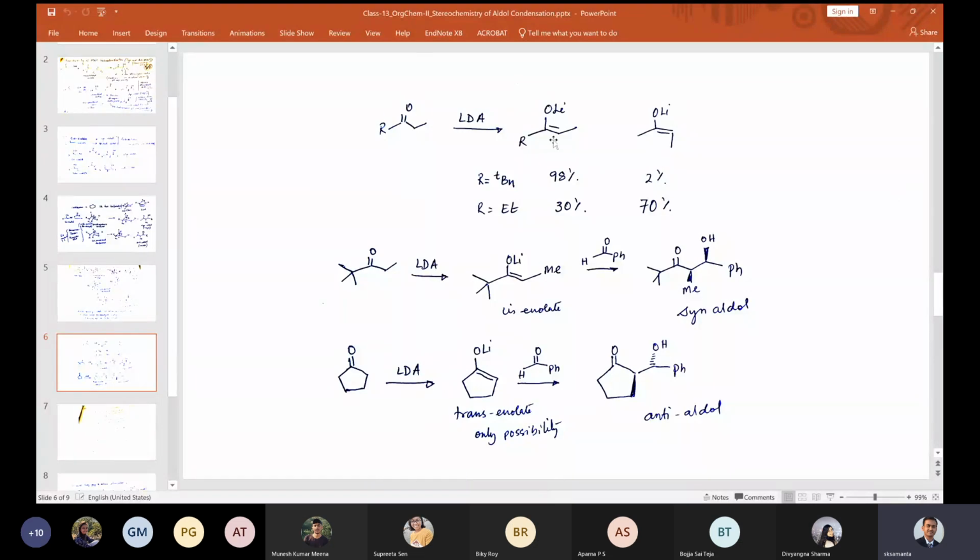In this case, this would be the cis enolate, and this is the trans enolate, because we are considering OLi and this substituent: if they are on the same side, we call it cis, and if they are on opposite sides, we call them trans.